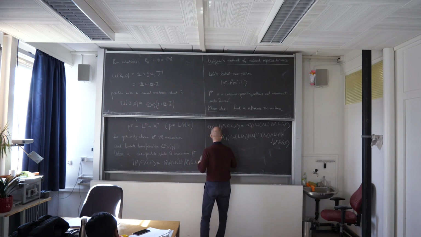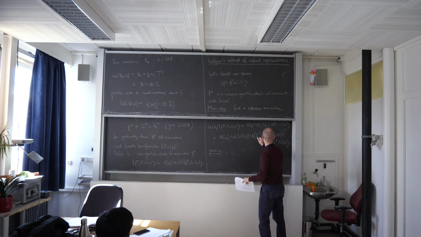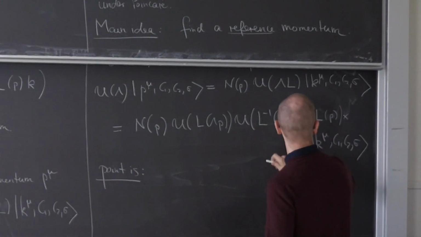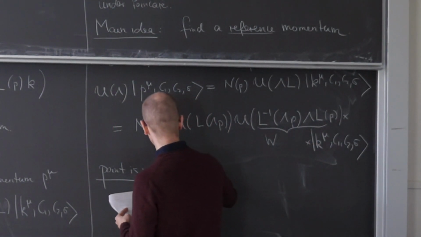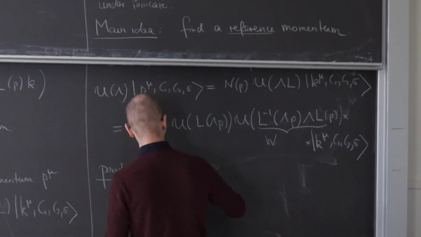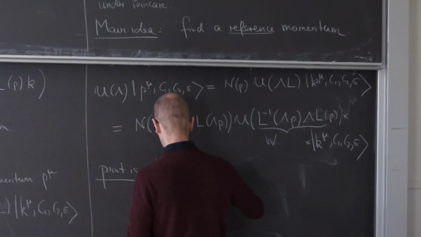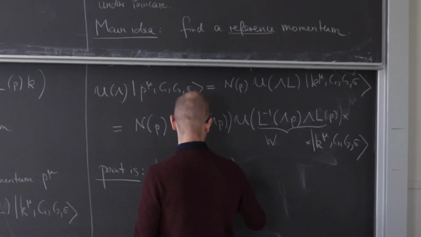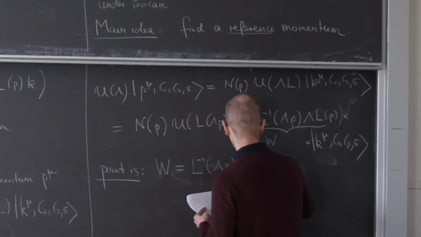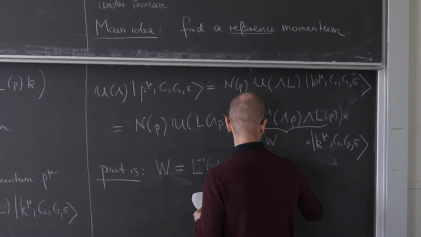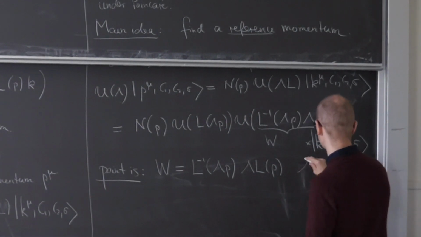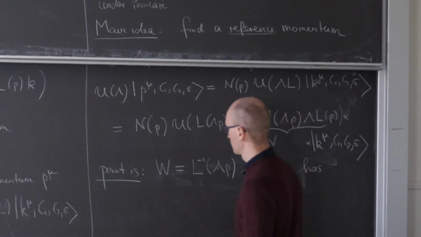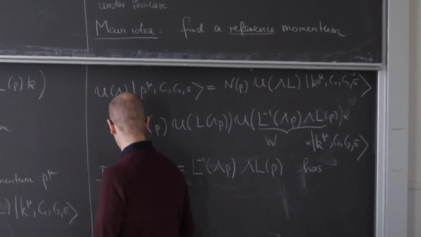Point is that if we look at this object here, we call this guy W. W is actually an interesting object. W is the inverse transformation L inverse of lambda p, times lambda L of p. Okay. And it has a very useful property.